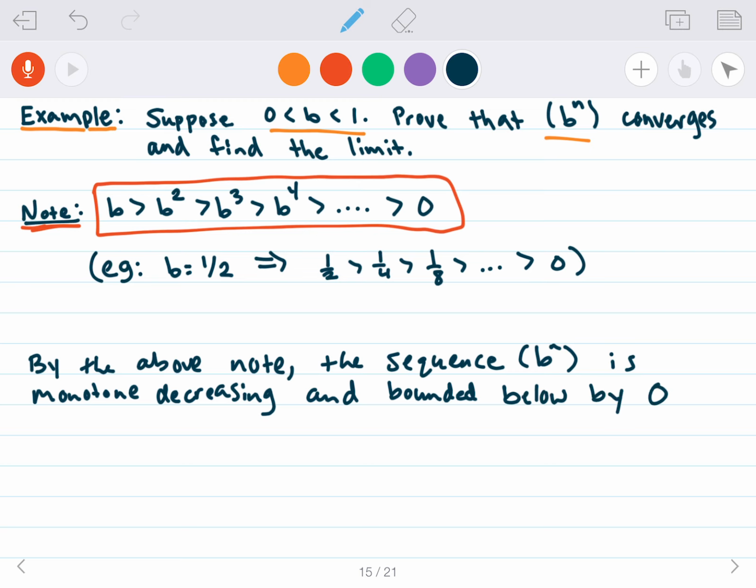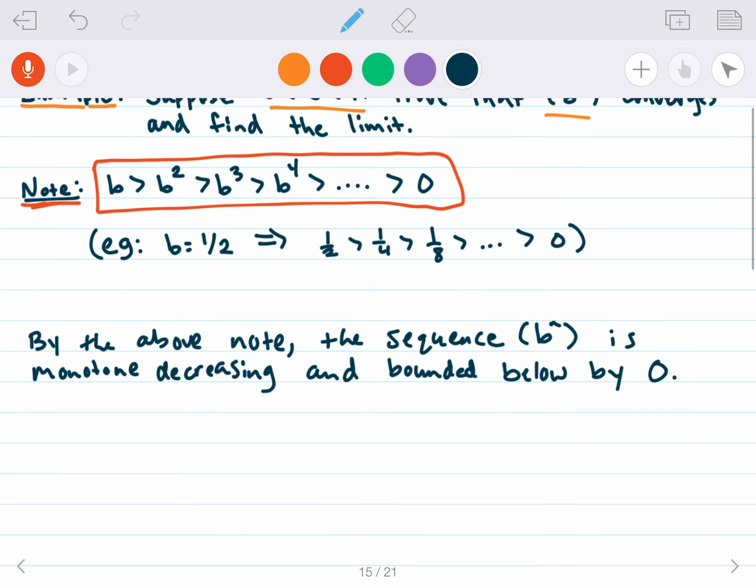Okay, so what does this mean? Well, we can use the monotone convergence theorem, right? We have boundedness and we have monotone decreasing. So the monotone convergence theorem applies, and this means that this sequence is going to converge to some limit L. Thus, by MCT, b sub n is going to converge to some limit L. We're not sure what it is yet, but we can figure this out by using subsequences.